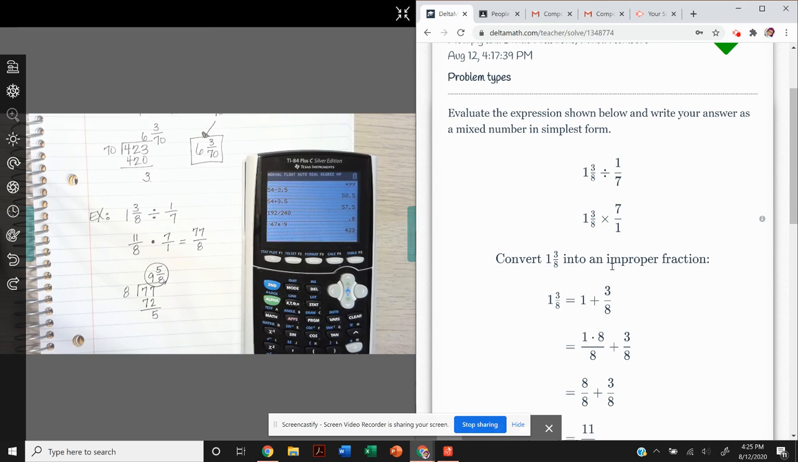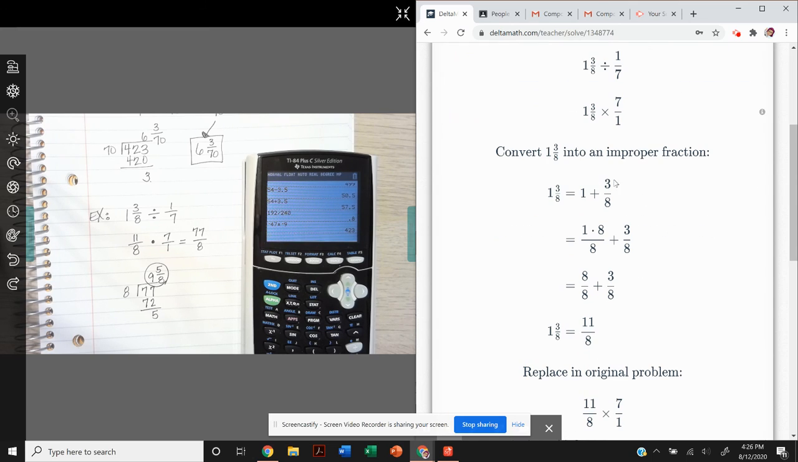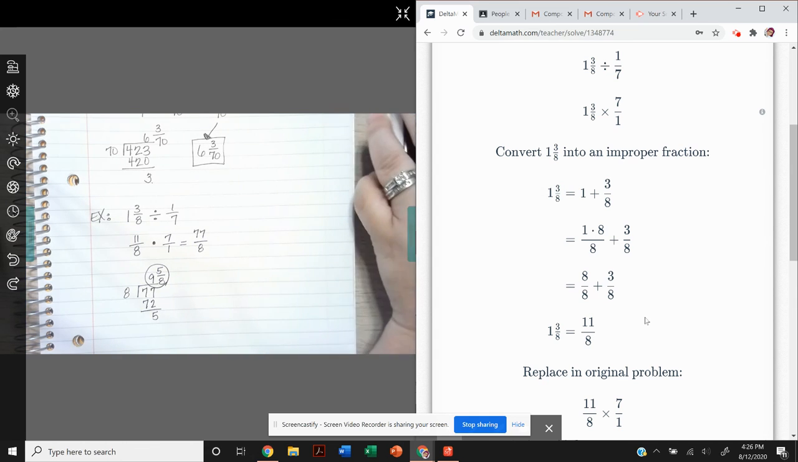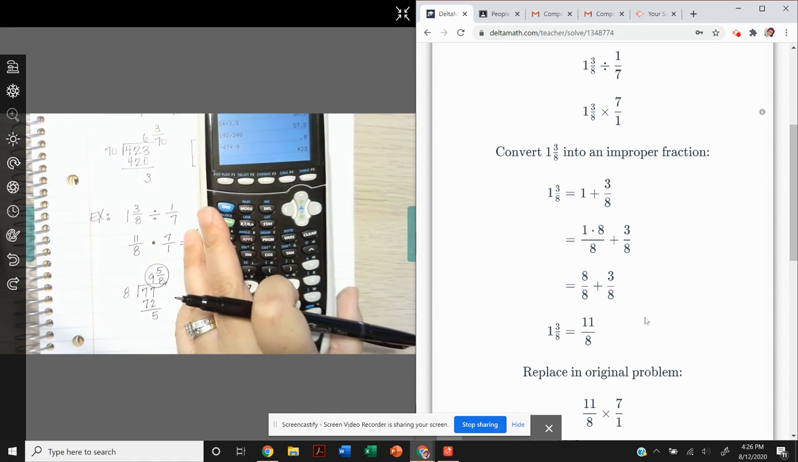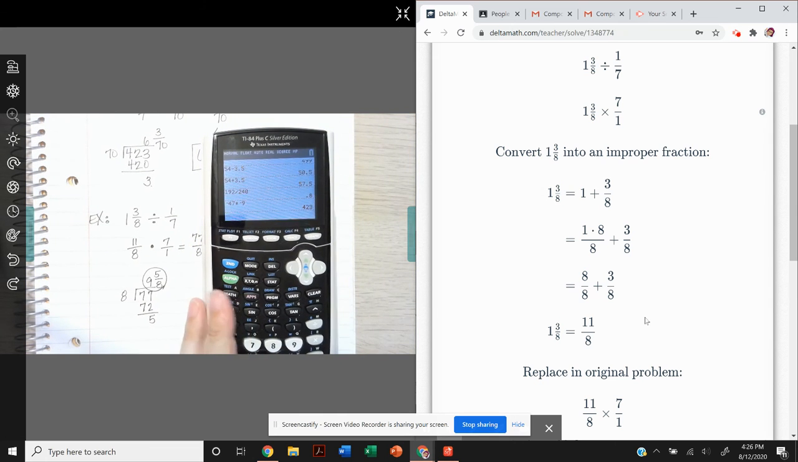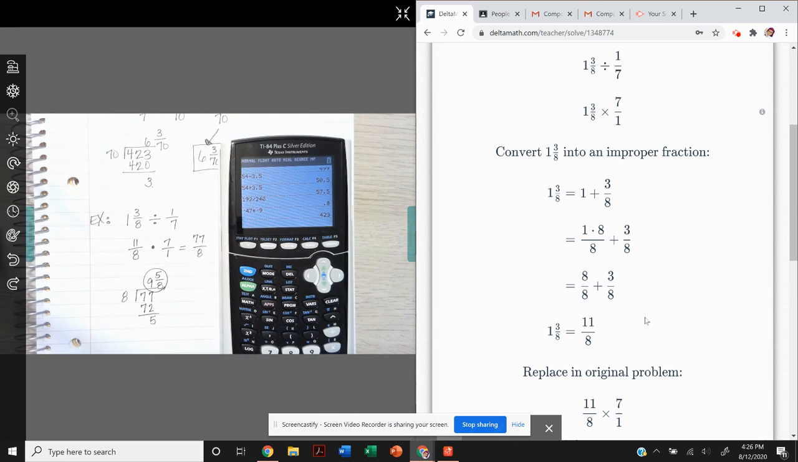You can see right here, it says convert 1 3/8 to an improper fraction, and he did it a little bit different way. Whichever way works for you. I just did the approach that I was taught years ago. So again, super, super sorry about the mistake in Delta Math. Hopefully this fixes it for you, and if you still have questions after that, let me know.